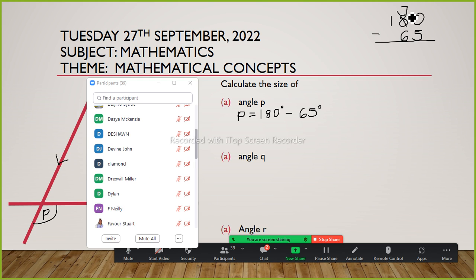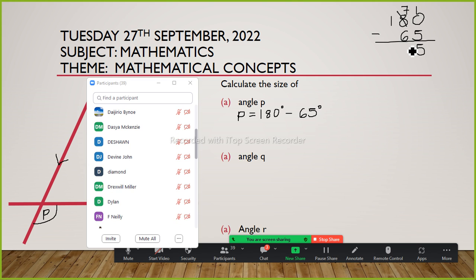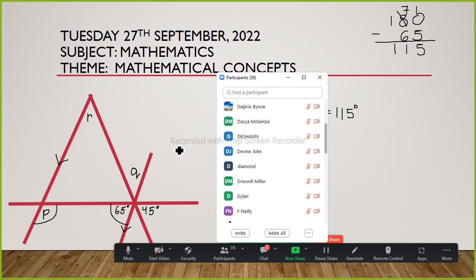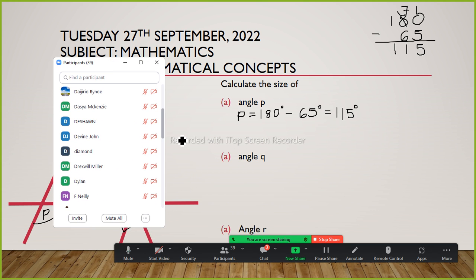Alright, so we borrow, and 10 minus 5 is 5. 7 minus 6 is 1. Very good. 1 minus 0 is 1. So P equals what? 115 degrees. Very good. And then we have angle Q. The reason we get this is because we know that P and 65 must add up to 180 degrees.